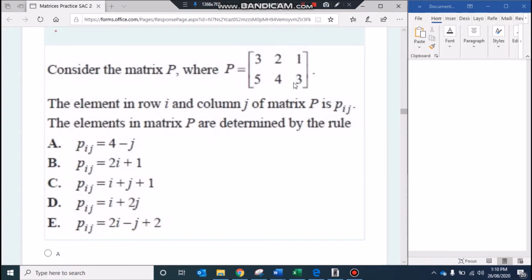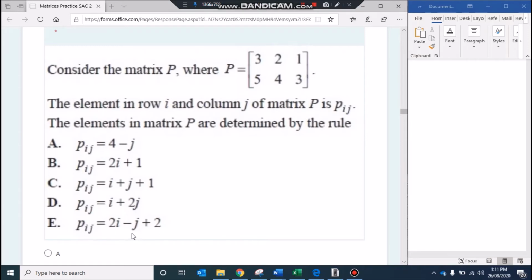Again, I'll focus on this last element because I and J are large. So again, I is 2 and J is 3. So 2 plus 2 times 3, which is 6. 2 plus 6 is 8. That breaks to 3. So we've shown that A to D are broken, and E is the only one that remains.